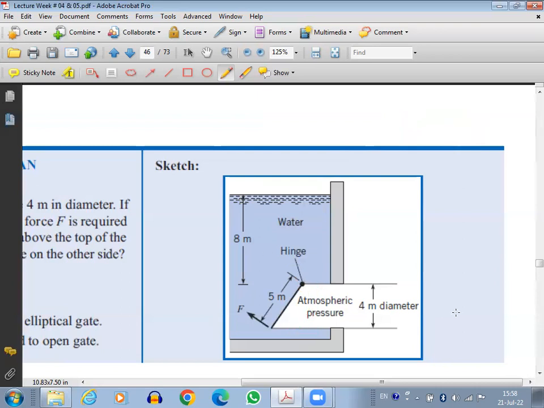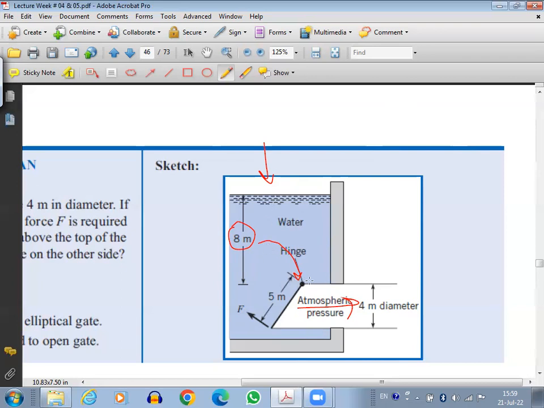So this is basically a 4 meter diameter pipe. This is open to atmosphere. Here we have atmosphere, and the water is there in the container, which is also open to the atmosphere at the top. From the top of the gate, the vertical distance is 8 meter. 8 meter is from where? From the top of the gate till the free surface.